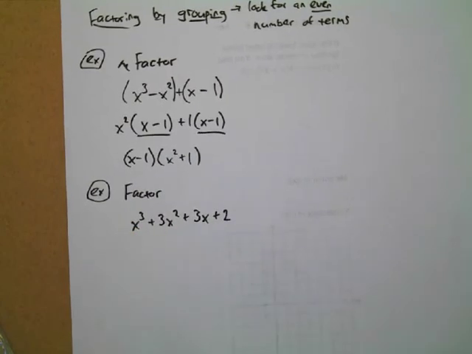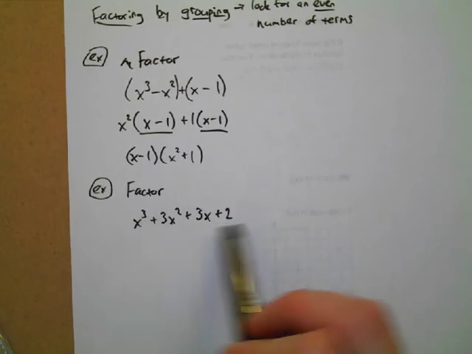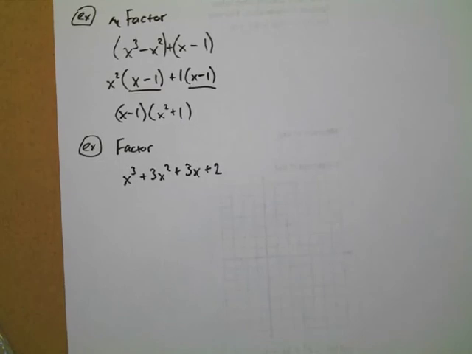Is this a quadratic? Could we use the AC method here? Is it quadratic? No. We have a cubic, right? The highest power is a 3, so we call this a cubic. So you can't use that. Could we try factoring by grouping here? Yes. All right. So let's try it and see what happens.